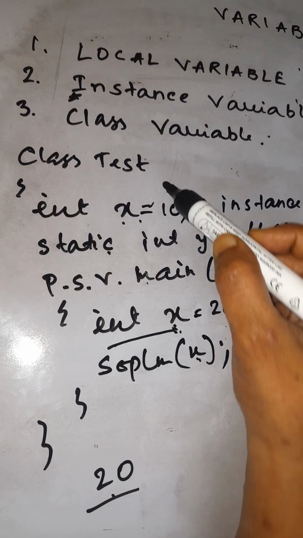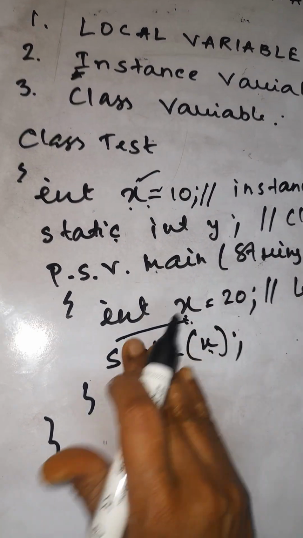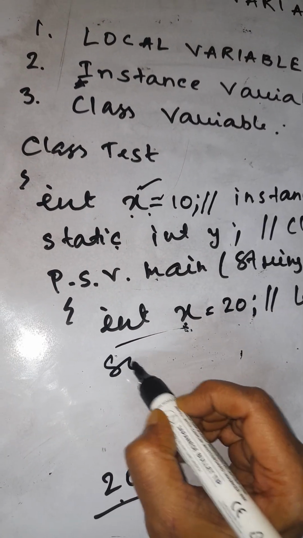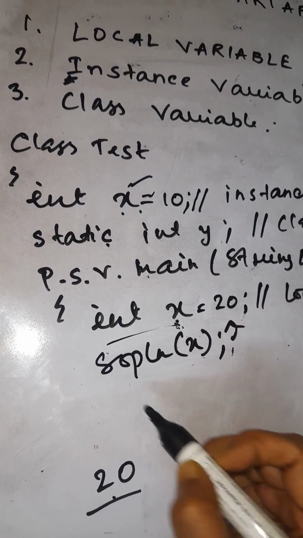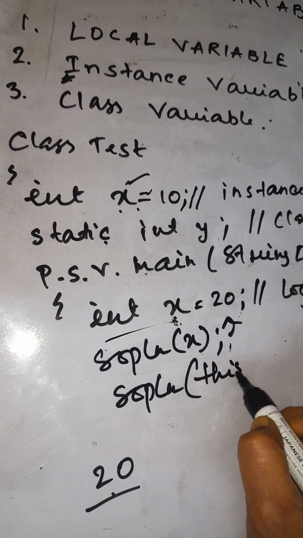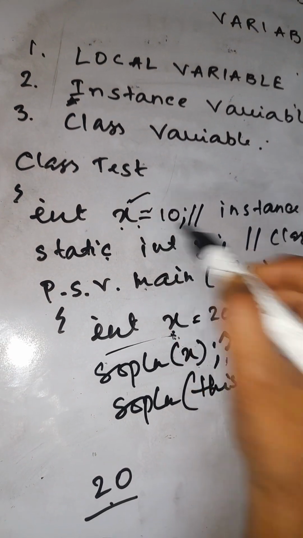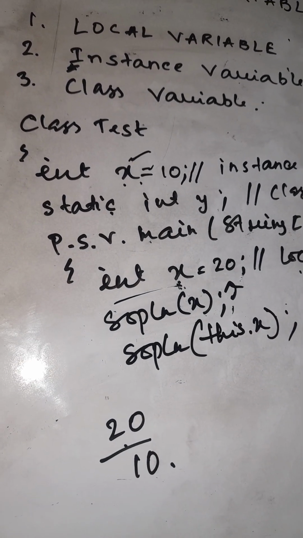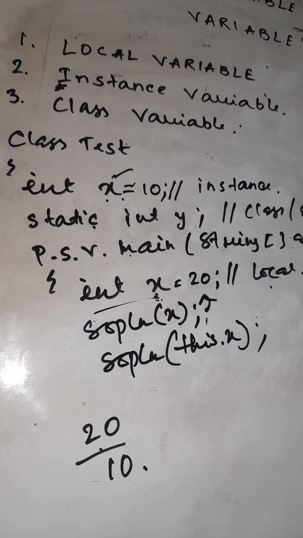Now if you want to print the member variable, how will you print it? For this confusion, if you want to print the member variable, you use this dot x, where this means the current object. So for this statement, the output will be 10. Clear? So this one is known as variable shadowing.